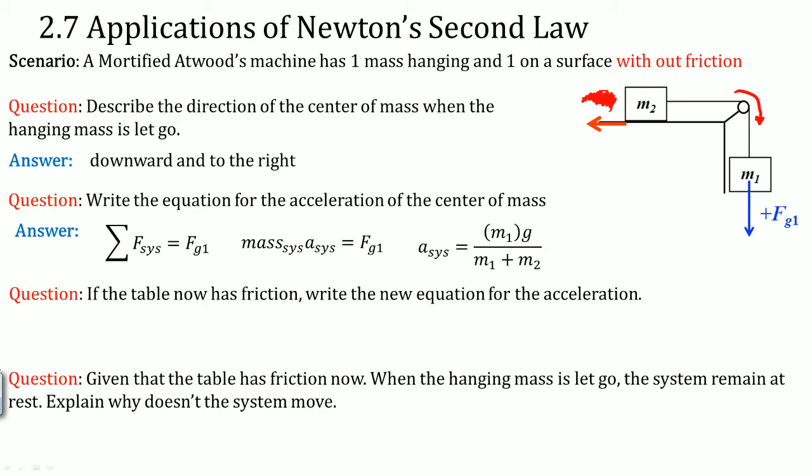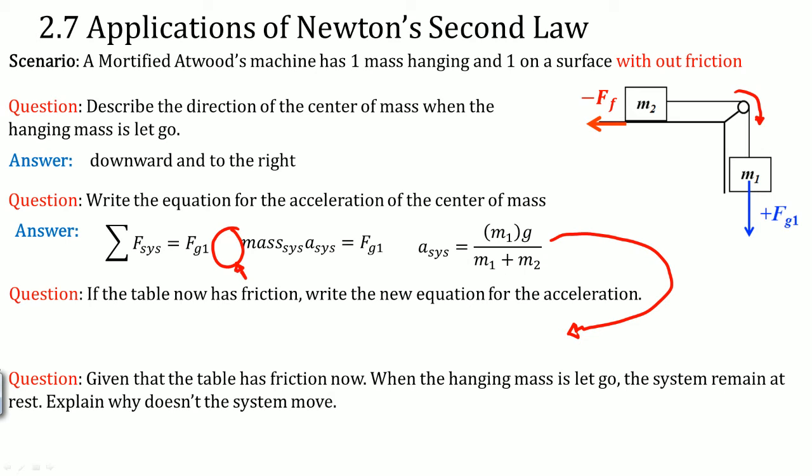Now the table has friction right there. That's the friction part. You want to write the new equation. Don't ever start from scratch. Just reuse it. So reuse this one. Okay? Reuse it. There is just a new part that comes here.